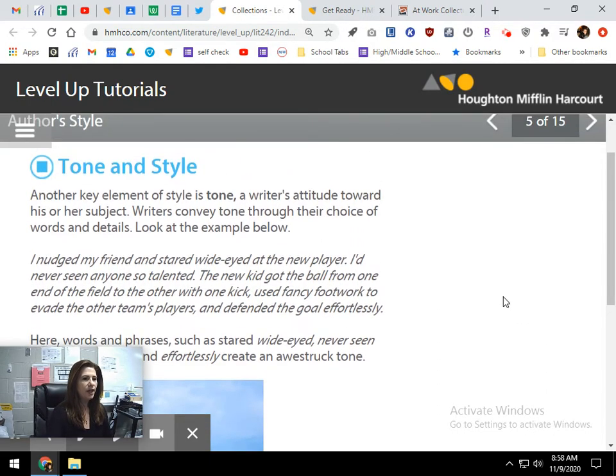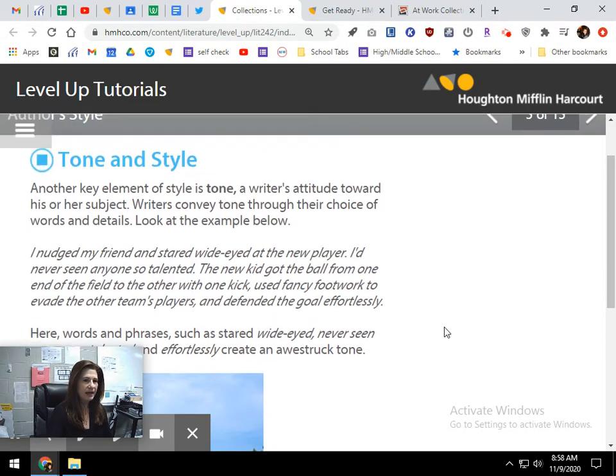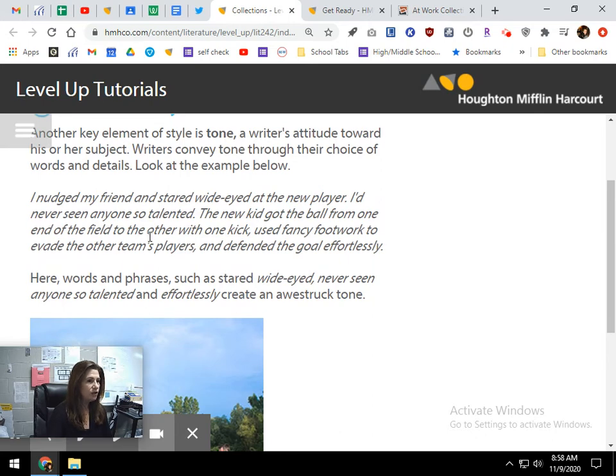Tone and style. Another key element of style is tone. And we've already talked about this a lot, but we'll just look at it again. The tone is the author's attitude toward what he or she is writing about. So let's look at this paragraph. I nudged my friend and stared wide-eyed at the new player. I'd never seen anyone so talented. The new kid got the ball from one end of the field to the other with one kick, used fancy footwork to evade the other team's players, and defended the goal effortlessly. Here, words and phrases such as stared wide-eyed, never seen anyone so talented, and effortlessly create a tone. And they say this tone is awestruck.